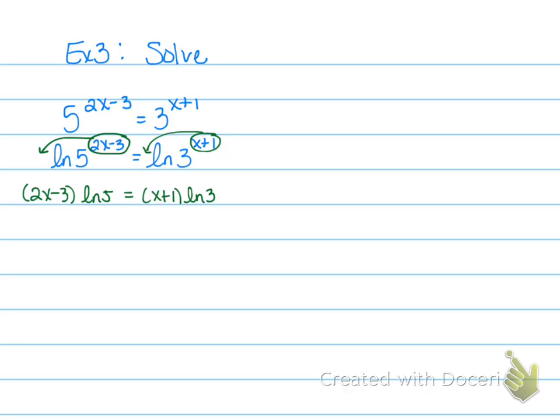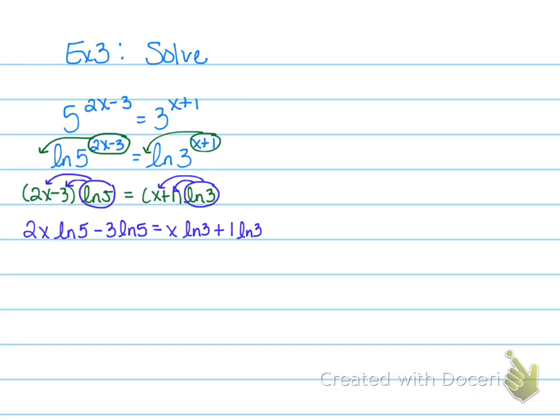Now, we have options on what we can do right here, but we have x on both sides. So what I'm going to do is take this natural log and distribute it to both of these. So you've got 2x times the natural log of 5 minus 3 times the natural log of 5. And then I'm going to do the same thing on this other side. I'm going to take this natural log of 3 and distribute it to both of these. So x times the natural log of 3 plus 1 times the natural log of 3.